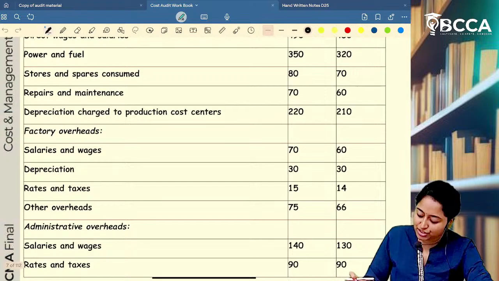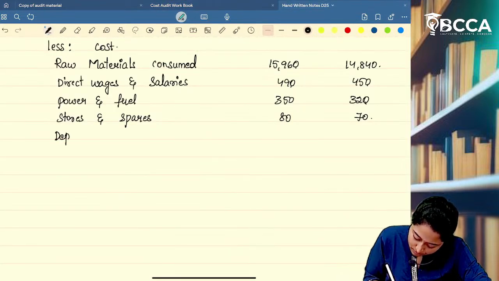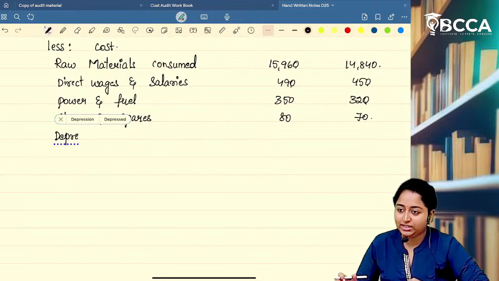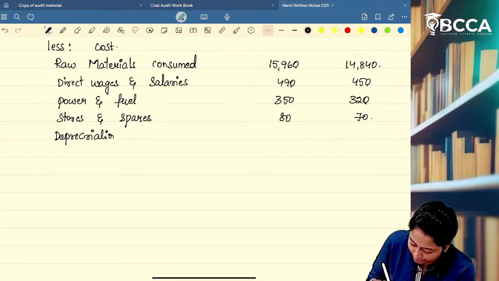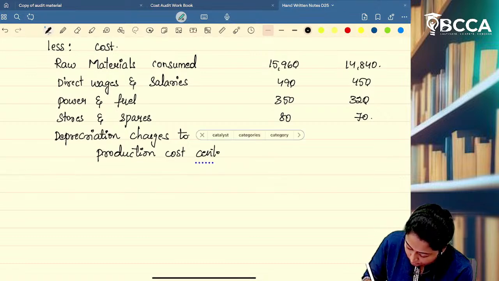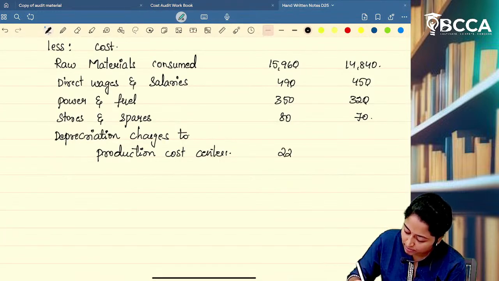Then depreciation charge to production cost centers. Here we want only profit before tax, not profit before depreciation, interest and tax. We are not calculating EBITDA. So depreciation will also be taken into consideration. Depreciation charge to production centers: 220 and 210.